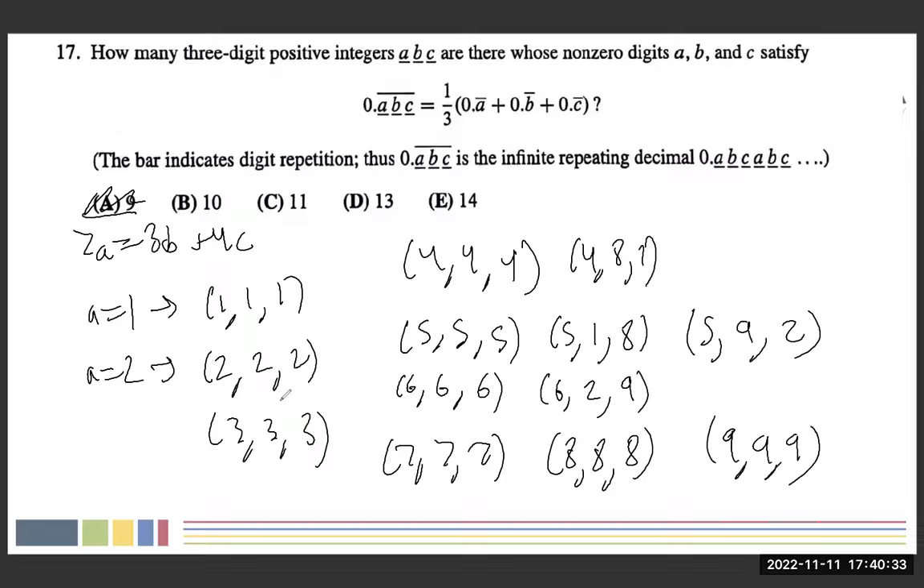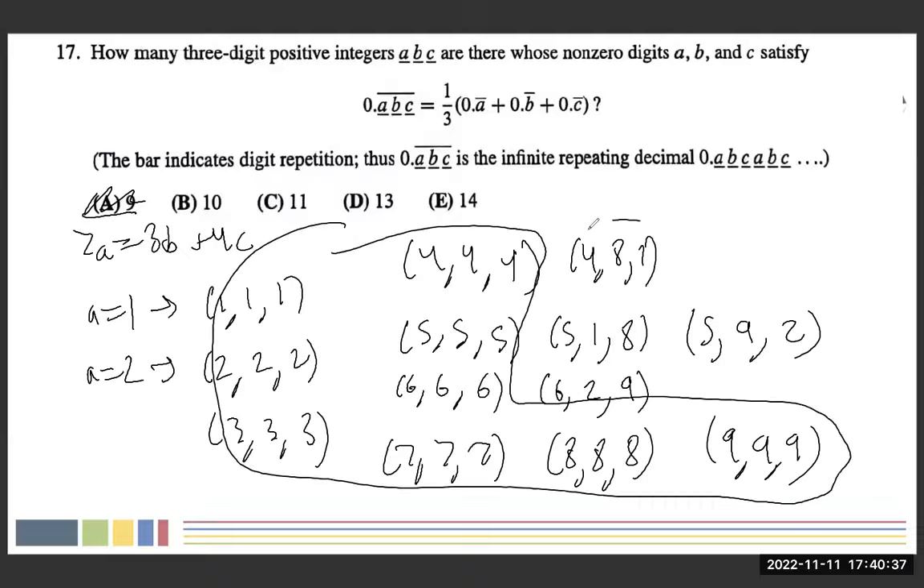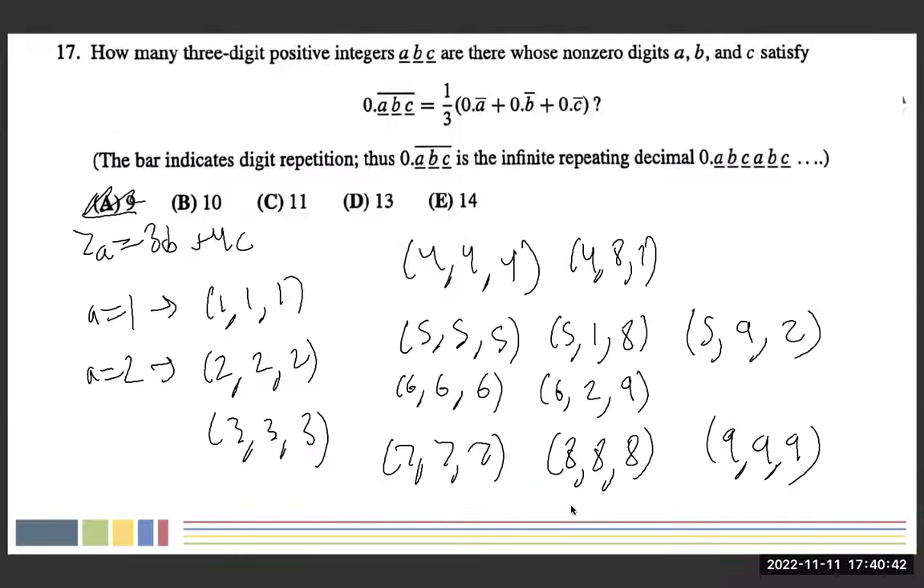So we are just left with 777, 888, and 999. And if you count all the solutions, that's just 9 of the repeating. These are all the repeating solutions, plus these 4, which are the different solutions, right? The ones where they're not all equal. And that gives us our answer of 13.